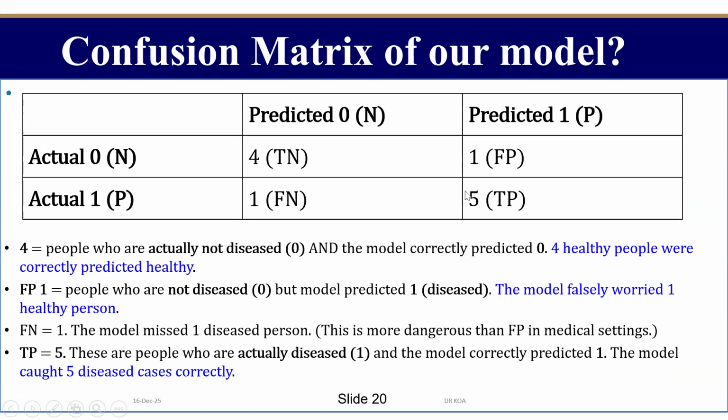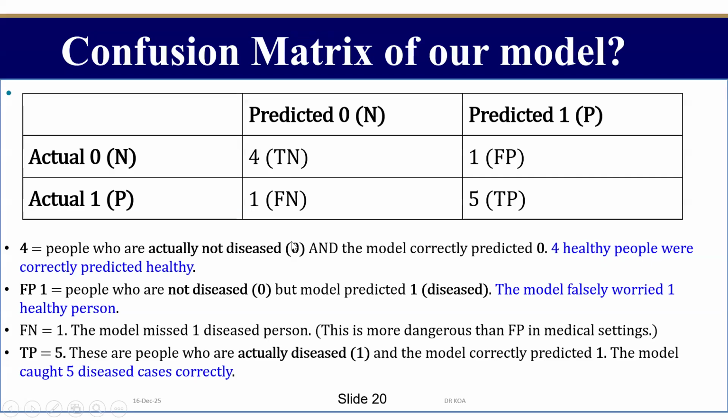So it is 4115. What does the first 4 mean? It is true negative here. It means that 4 people who are actually not diseased, that's a negative, not disease is 0, and the model correctly predicted that they are not diseased. So the model has been able to predict nicely that 4 healthy people were correctly predicted as being healthy. That's what this part is saying.